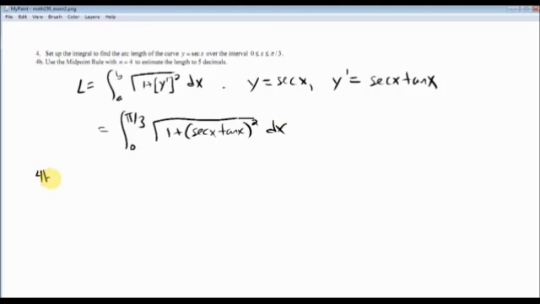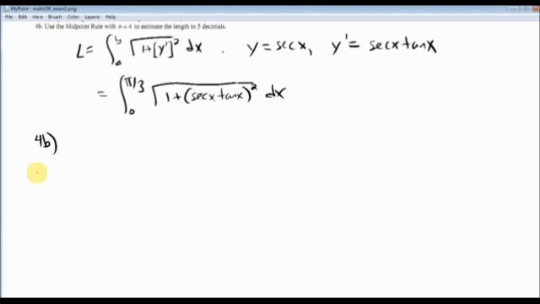Now 4b is to use the midpoint rule with n equals 4. So first of all, we got to find delta x. Now that's b minus a over n, which is pi over 3 minus 0 over 4, which is pi over 12.